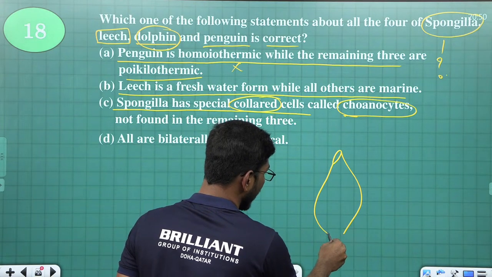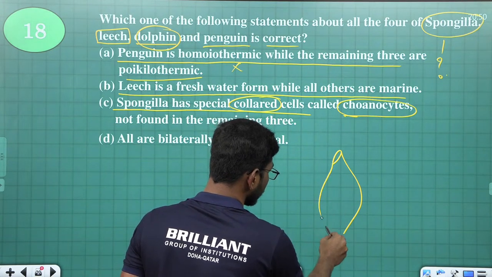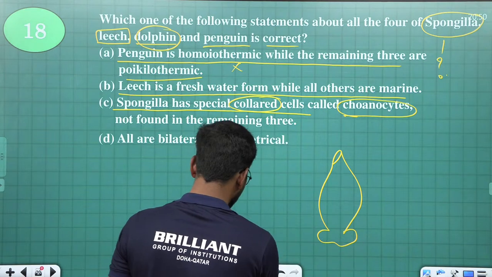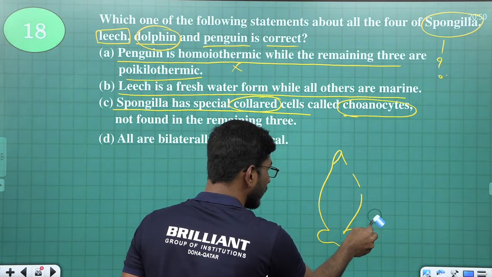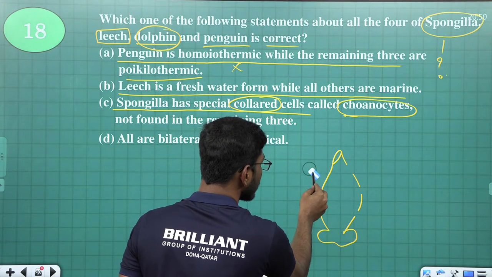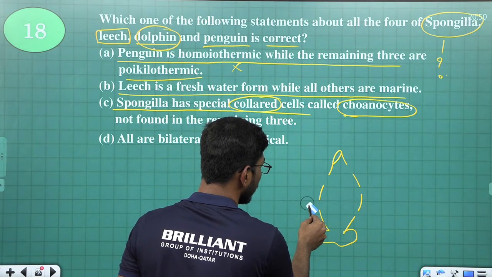I said these are sedentary. If you're able to recall, I said there are small minute openings. These minute openings are known as what? Ostia. I said, listen, these are ostia.